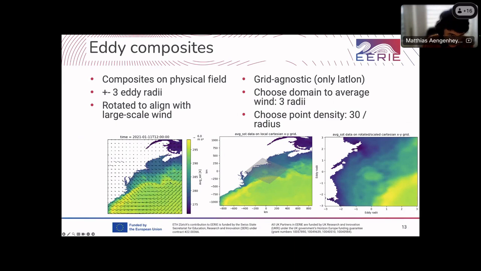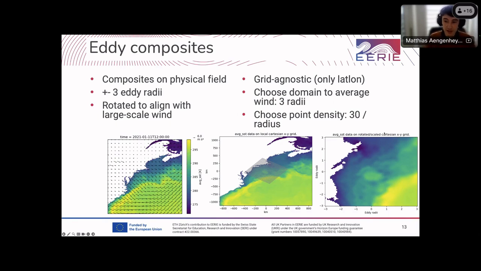So this is SST for one snapshot, and superimposed we have the large scale wind that comes here from the North American continent and then turns over the Gulf Stream. And the way this method works, as shown in the middle, is to generate a domain that is aligned with the large-scale winds, and then resample the data into an eddy-centered grid.